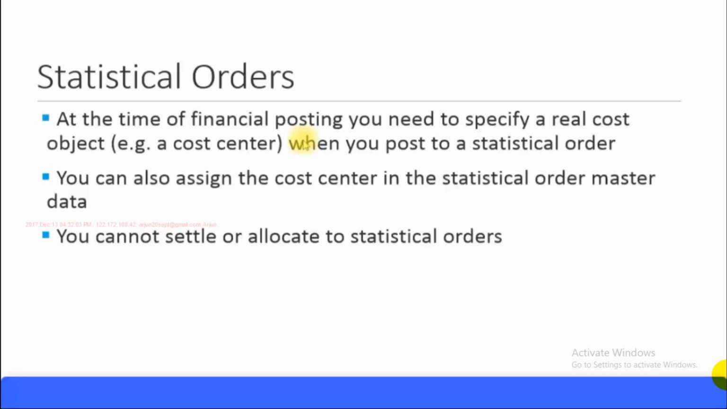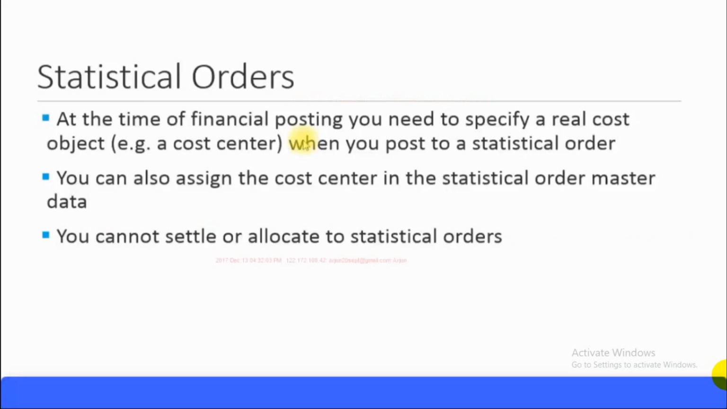So rather than having the user enter two items, a cost center and an internal order, just like we did in real internal orders, in statistical internal orders also, you have the option to put in a field saying to assign it to this cost center.